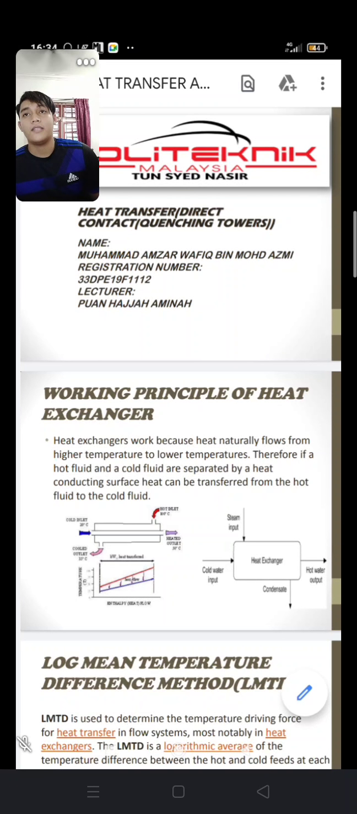Sebenarnya tajuk untuk saya bentangkan ialah heat transfer direct contact, iaitu quenching tower. Sebenarnya working principle of heat exchanger. Heat exchanger work because heat naturally flows from higher temperature to lower temperatures. Therefore, if a hot fluid and a cold fluid are separated by a heat conducting surface, heat can be transferred from the hot. Rajah di bawah tersebut menunjukkan tentang bagaimana working principle tersebut berlaku.